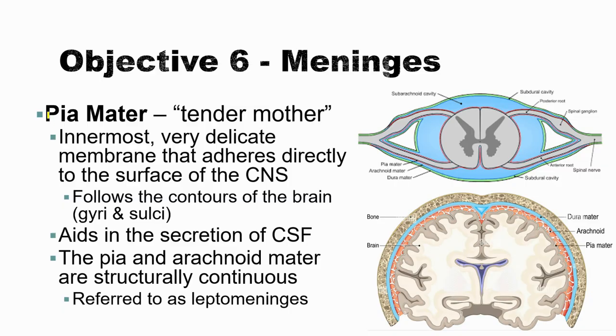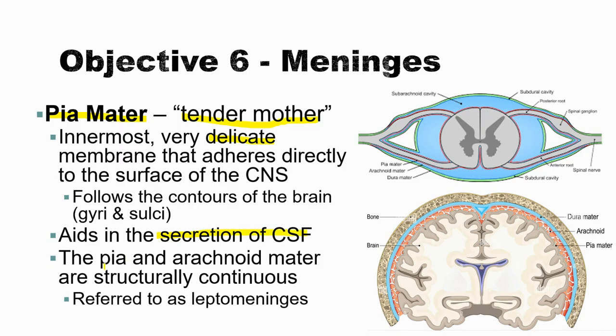Our third layer, which is directly on top of the brain and spinal cord, is the pia mater, and this one means tender mother. It's actually a very delicate type of membrane. It adheres directly to the brain and the spinal cord, and it literally follows all of the contours and grooves and bumps of the brain. You can see that it's very tightly adhered. It's going to be very difficult to separate because it's so tightly adhered in contouring the brain. It's going to help in the secretion of the cerebrospinal fluid.